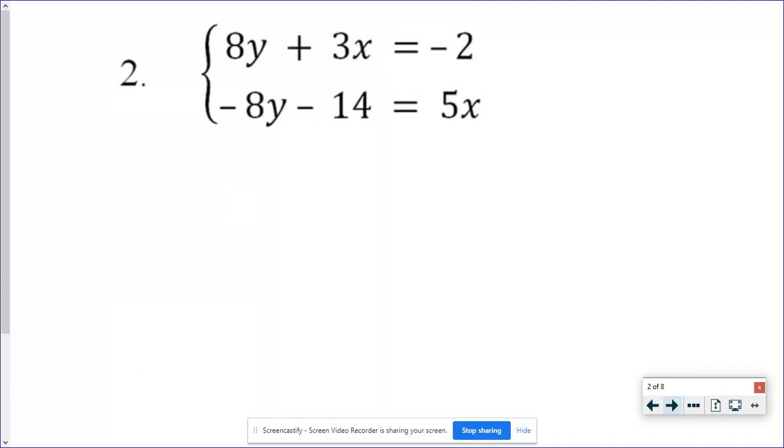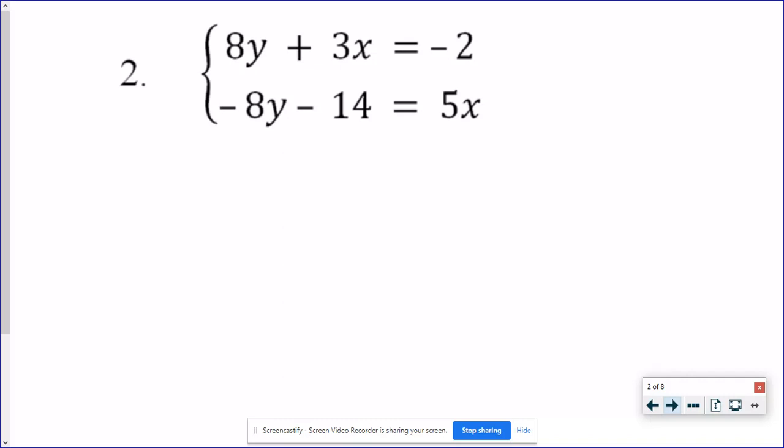In this problem, my y's are opposites. Yay, we're happy. The problem is, not everything else is lined up. The equal sign is, sure, but one of them has an x on the left side, one of them has an x on the right side, and the constants, the regular numbers, are also not lined up. So I have to rearrange one of these equations. It doesn't matter which one. It doesn't matter which one they look like.